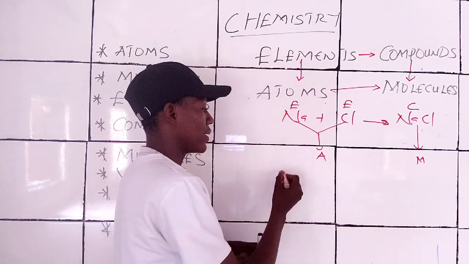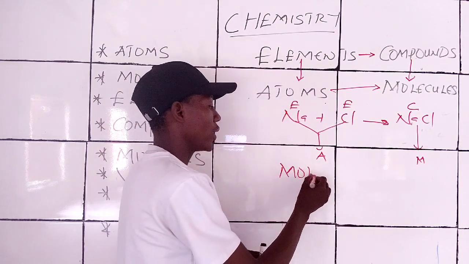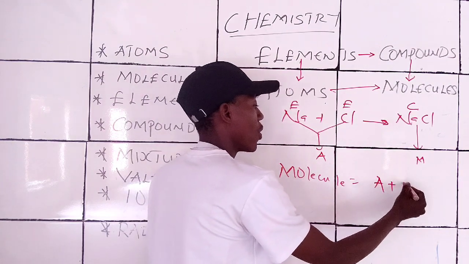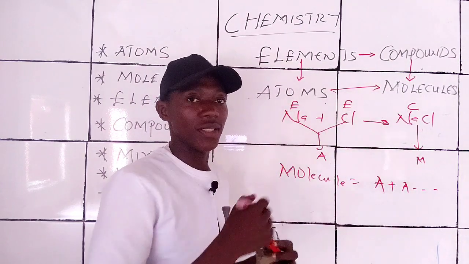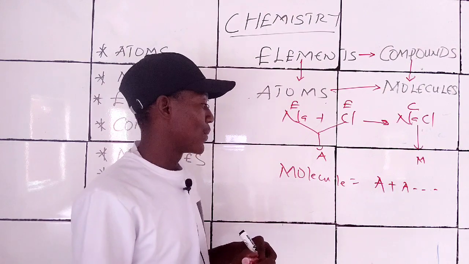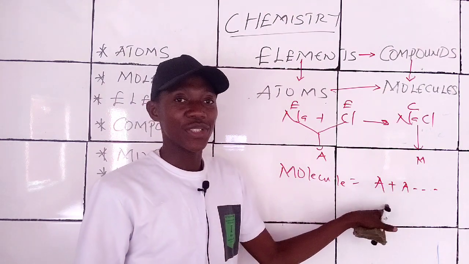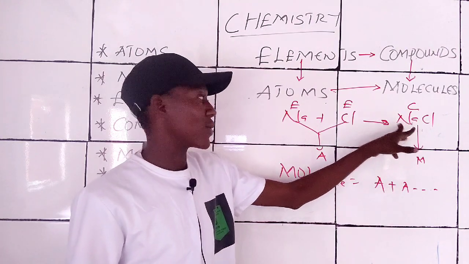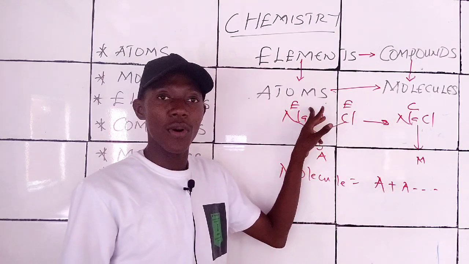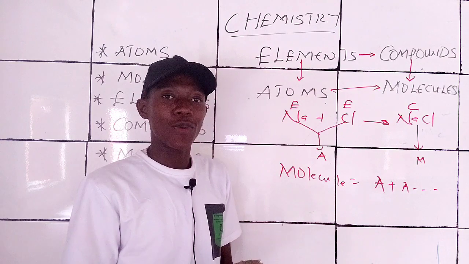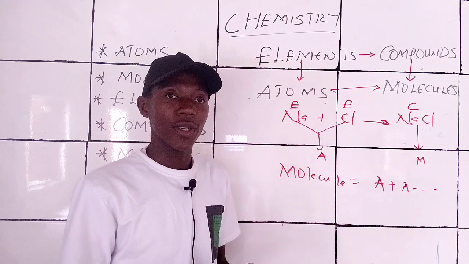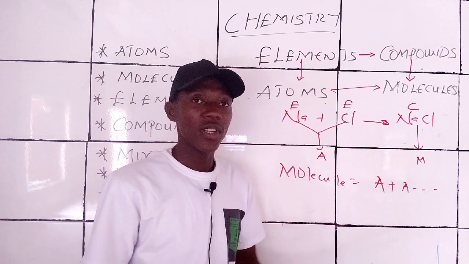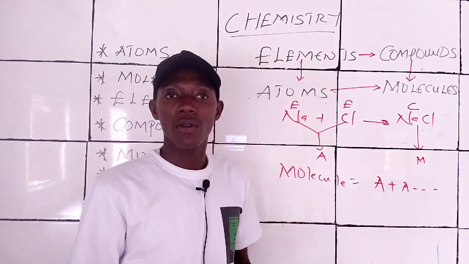So I can write this like this. I can say a molecule is a substance that is formed when two or more atoms combine together. So a molecule is a substance that is formed from the combination of two or more atoms, because a compound is a substance that is formed from the combination of two or more elements. So when these elements combine together, they form the compound. And when the smallest parts of the elements are combining, they form the smallest parts of this compound, which is called a molecule.